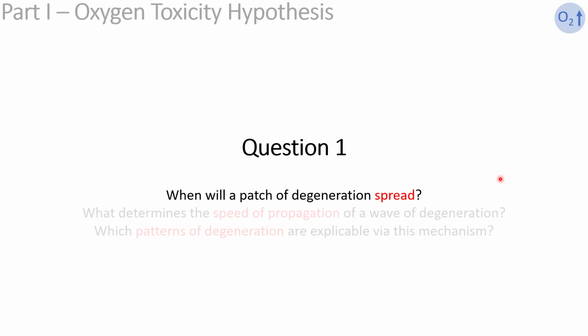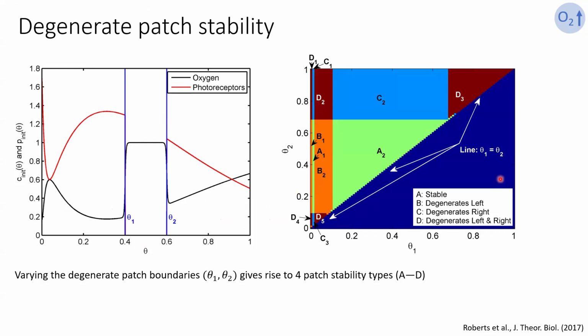The first was, when will a patch of degeneration spread? Real quick, can I also ask, where does C crit come from in the model? What's the value, or where did you derive it?